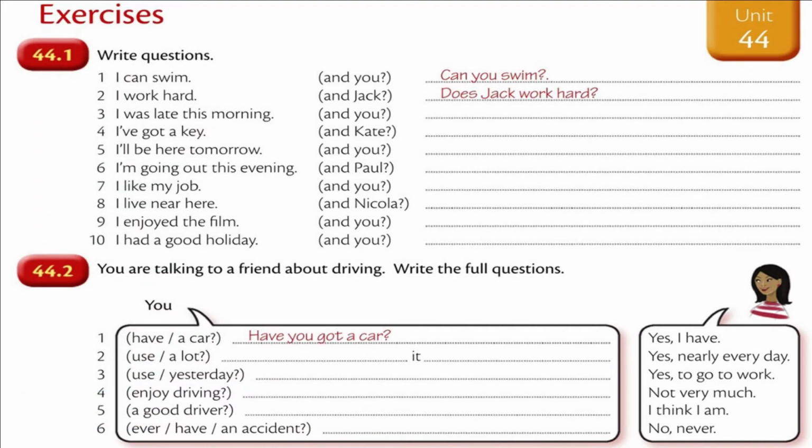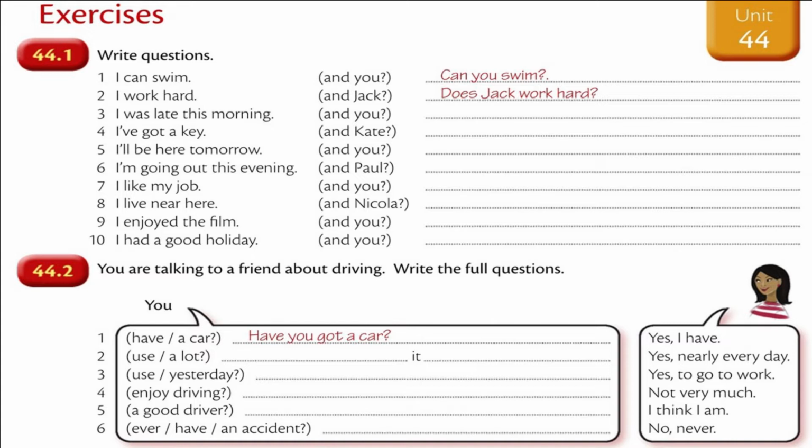Now it's time for exercises. 44.1. Write questions. Number 1. I can swim. And you? Can you swim? Number 2. I work hard. And Jack? Does Jack work hard? Number 3. I was late this morning. And you? Were you late this morning?